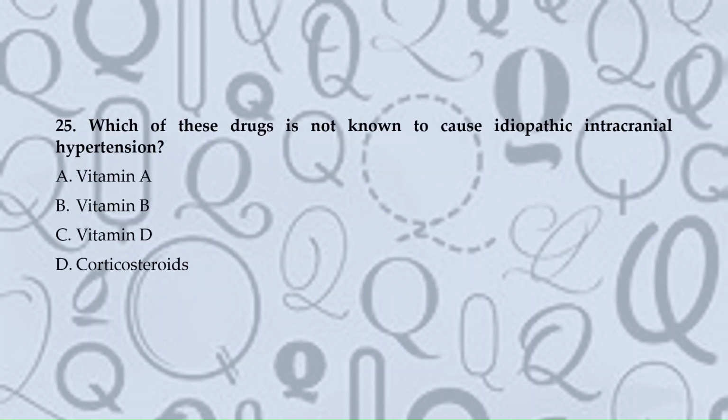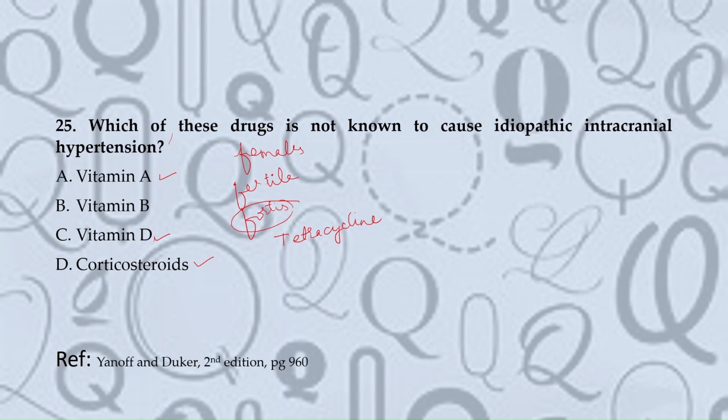Which of these drugs is not known to cause idiopathic intracranial hypertension? You should know that there are a few drugs that can cause idiopathic intracranial hypertension. It's usually seen in females who are fertile and usually in their 40s. Actually, the last point may not be true; you can see it even in the 20s, 30s. So it's usually common in ladies in their fertile age group. There are a few drugs known to cause it: vitamin A, vitamin D, corticosteroids, tetracyclines and nalidixic acid. So vitamin B is not known to cause idiopathic intracranial hypertension. There is no logic, it's just a memory based question. The right answer here is vitamin B.